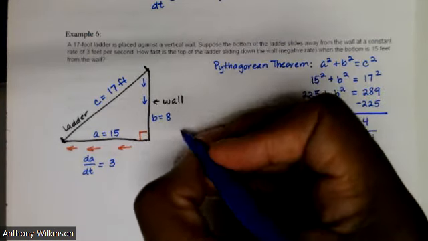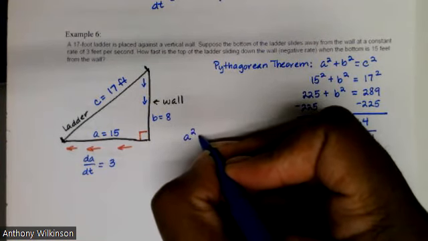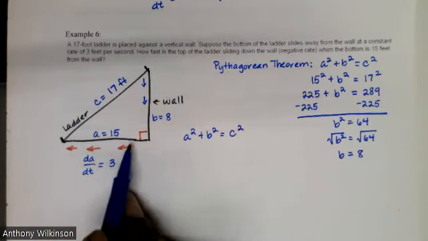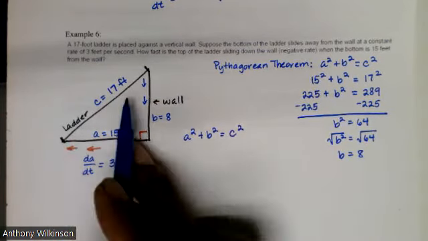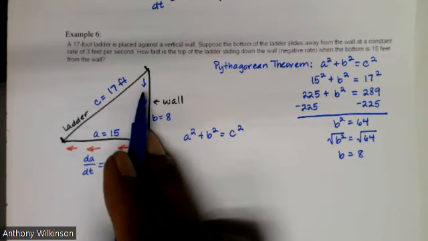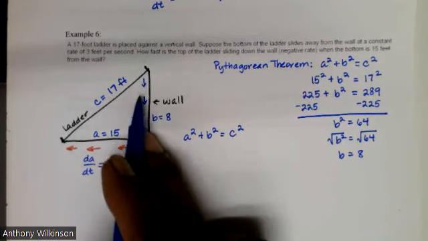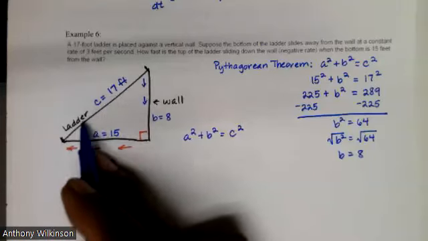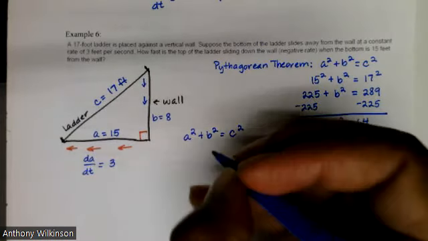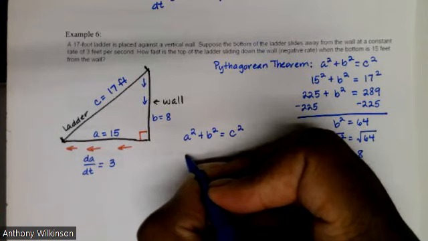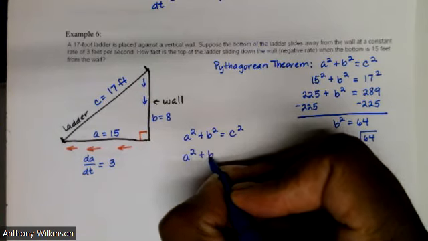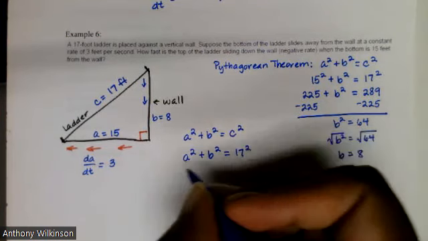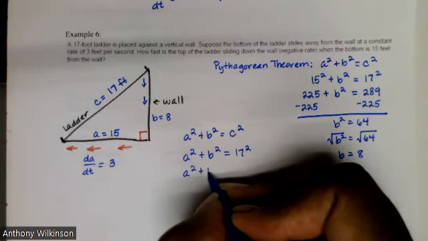Now I'm going to rewrite again that Pythagorean theorem formula: a squared plus b squared is equal to c squared. Now notice that A is changing at a rate, and B is going to be changing at a rate, because we're going to find out how fast the top of the ladder is sliding down this wall. That's what we're trying to find. The length of the ladder will never change. So I'll just go ahead and substitute that C with 17, because that's our hypotenuse in this case. So I have A squared plus B squared is equal to 17 squared, which is of course 289.